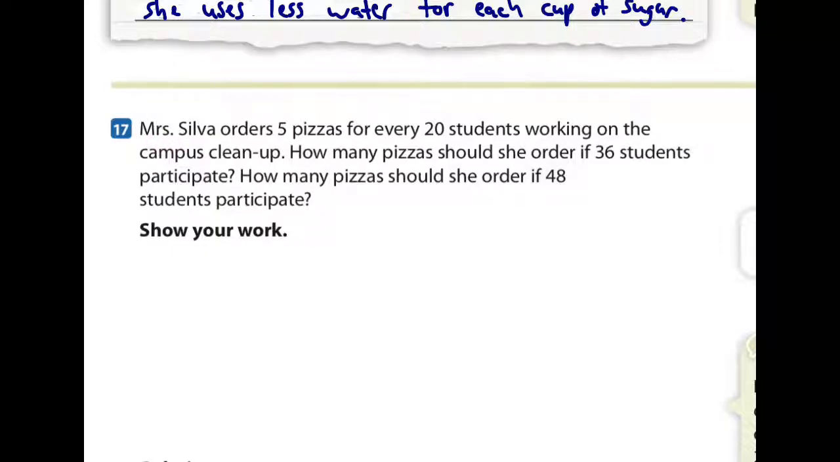So I'm right here with Mrs. Silva. So Mrs. Silva orders 5 pizzas, for every 20 students working on campus cleanup.